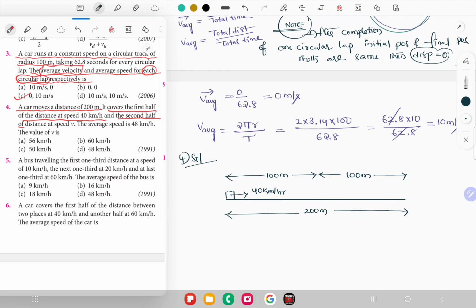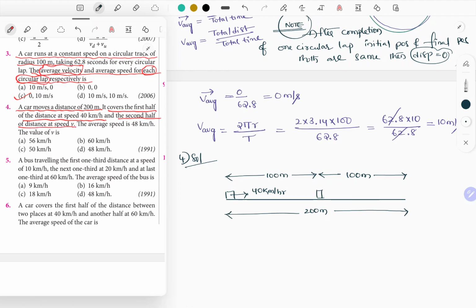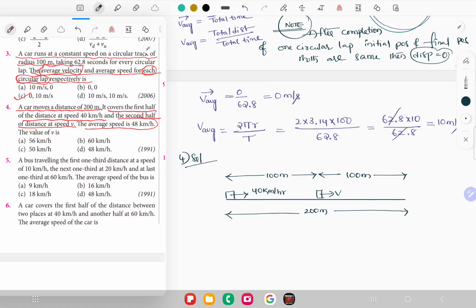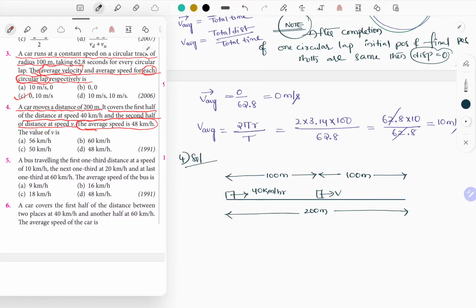The second half of the distance at a speed v. Okay. Now the second half of the distance is at a speed v. Now the average speed, they've already given average speed. Average speed is 48 kilometer per hour. Value of v they are asking. Okay. So what's the formula for average speed, guys? Average speed.